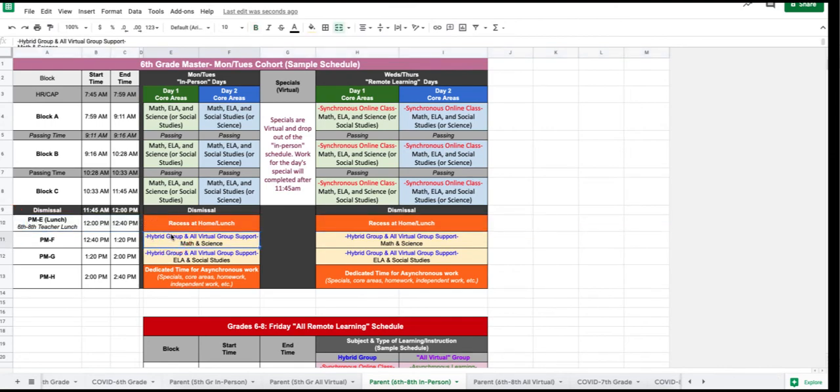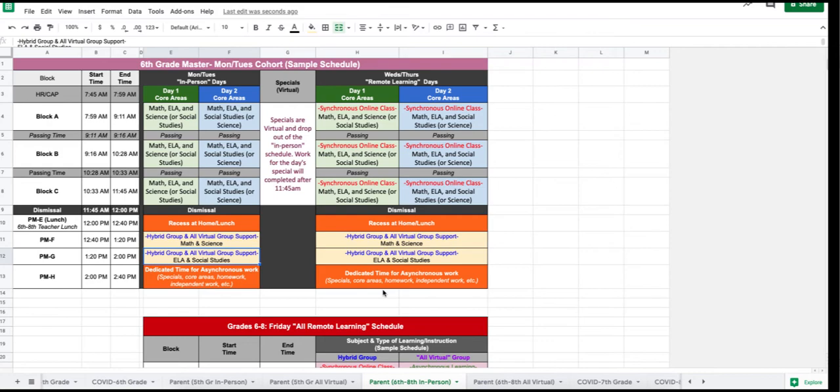And then we are having 2 blocks, two periods, in the afternoon. One is going to be dedicated to hybrid group and all virtual group support for math and science. The other period is going to be dedicated to hybrid group support and all virtual group support in the areas of language arts and social studies.